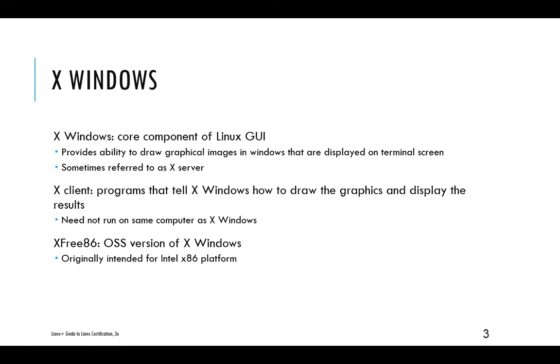What is X Windows? Well, that's the core component of your GUI. That's your basis. That is what you see. It's a WYSIWYG. It's what you see, what you get. It provides the ability to draw graphical images on the screen in a Windows style. Okay, that's really all it means. Remember, everything in Linux is a terminal, right? You have a graphical terminal, which is your GUI. We call it X Windows. An X client is a program that tells X Windows how to draw certain objects.